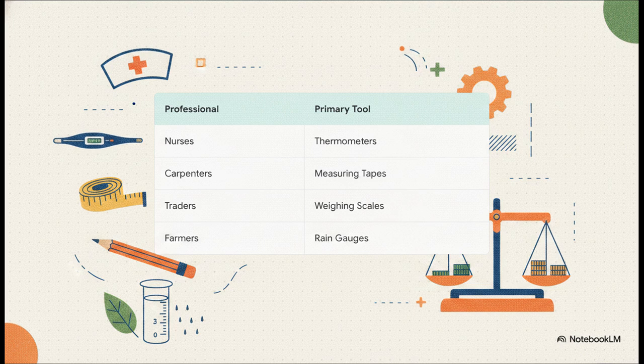Nurses absolutely rely on thermometers to check patient health. Carpenters depend on measuring tapes for structural accuracy, otherwise a building might fall down. Traders use weighing scales to ensure fair commerce. Farmers rely on rain gauges to track weather patterns so their crops can survive. Every single one of these professions depends entirely on accurate measurement and the correct use of standardized tools.